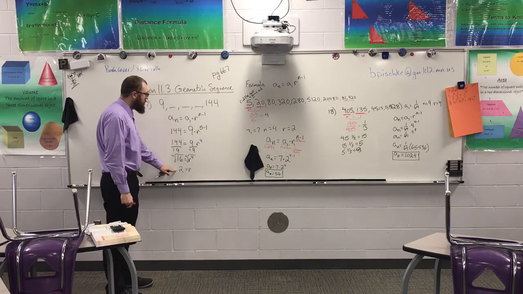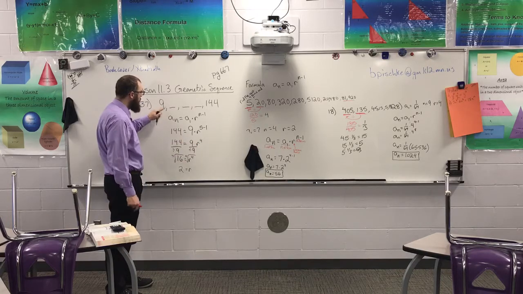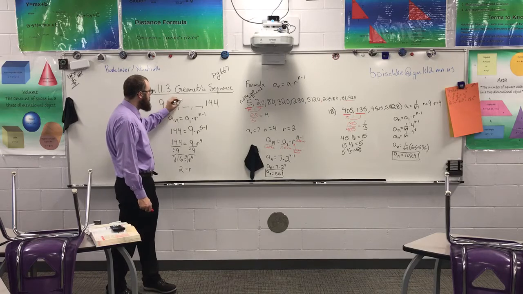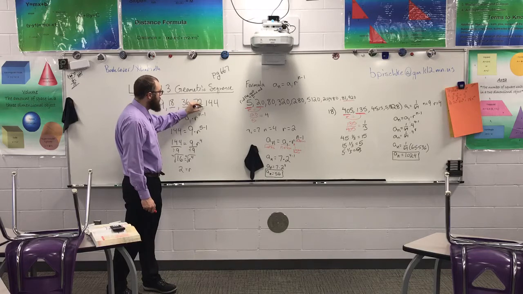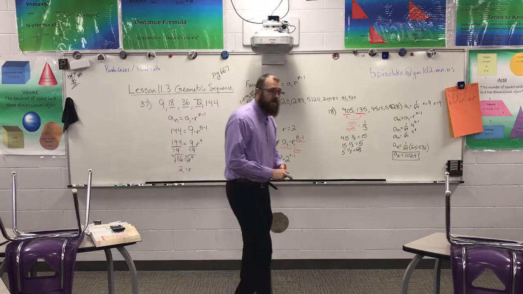Now that we know r is 2, we can go back up into the sequence and fill in our missing gaps. 9 times 2 is 18. 18 times 2 is 36. 36 times 2 is 72. 72 times 2 is 144.